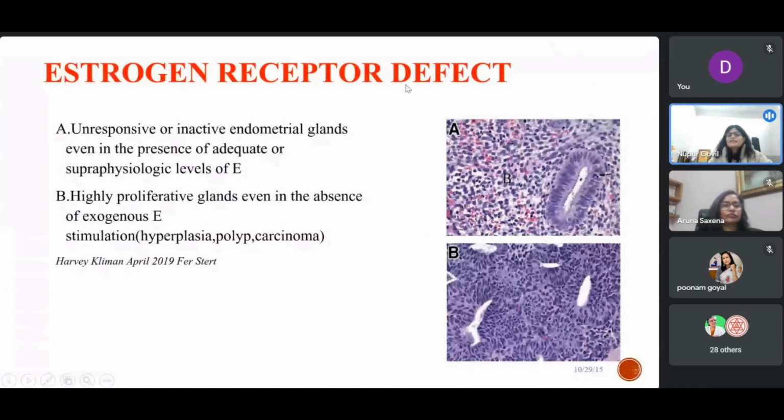So as I was discussing, there is a condition called estrogen receptor defect. It is characterized by two types, that is unresponsive or inactive endometrial glands even in the presence of adequate or supraphysiological levels of estrogen. So what happens is that the estrogen receptors are there, but they become unresponsive. So even when we give high dose of estrogen, the endometrium stays thin, it stays unresponsive. And another condition, when they become hypersensitive, that means they become highly proliferative even in the absence of exogenous estrogen, and it may result in hyperplasia, polyp, or formation of carcinoma.